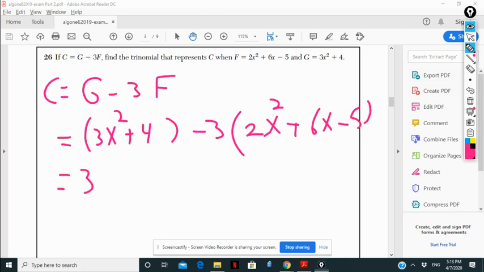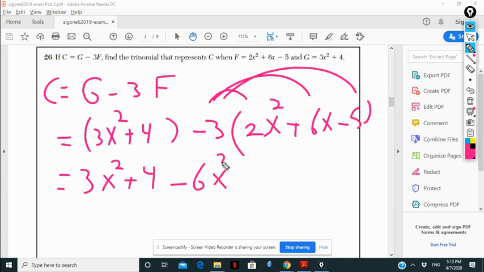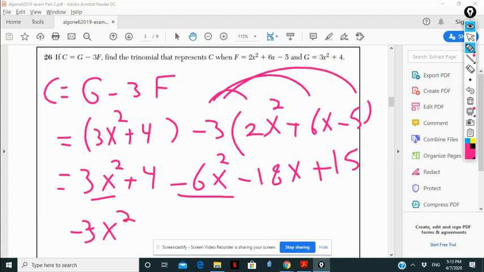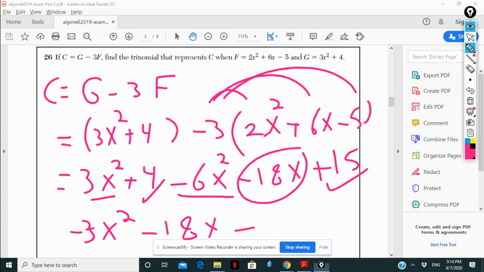I'm going to distribute the -3. So -3 times 2x squared, -6x squared, -3 times +6x, -18x, -3 times -5 is +15. Like terms, so +3x squared, -6x squared giving me -3x squared. -18x because it's the unique term, doesn't have a like. 4 plus 15 is +19, so that's the trinomial that represents C.